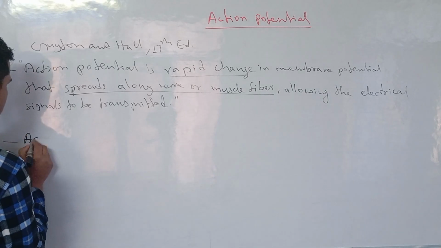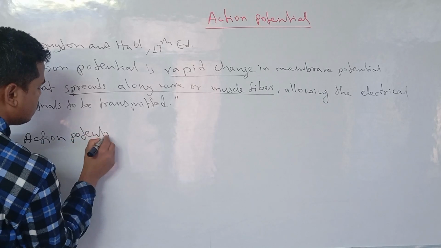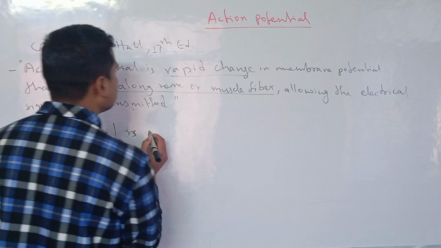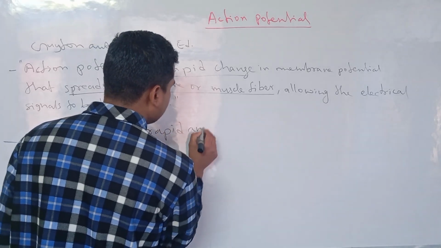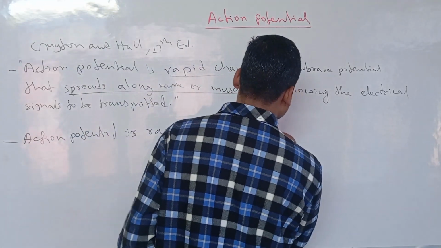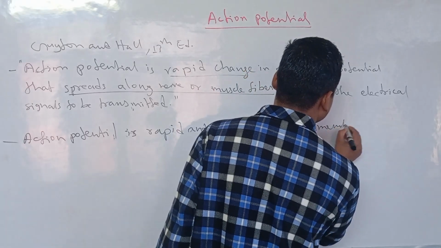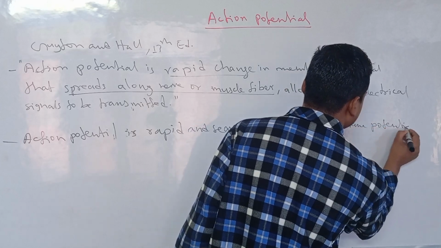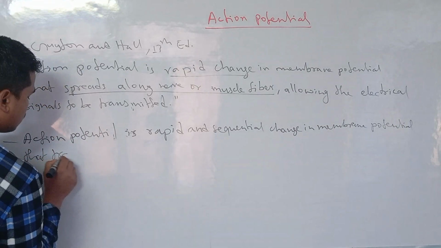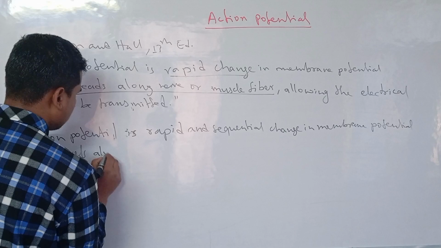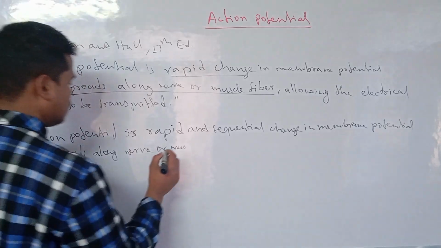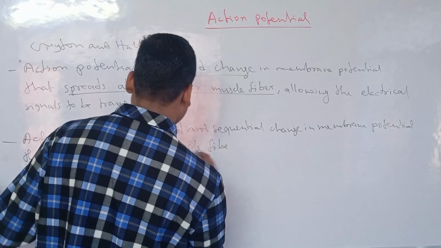The action potential is a rapid and sequential change in membrane potential that travels along nerve or muscle fiber.